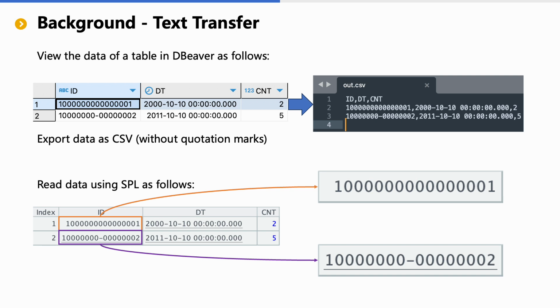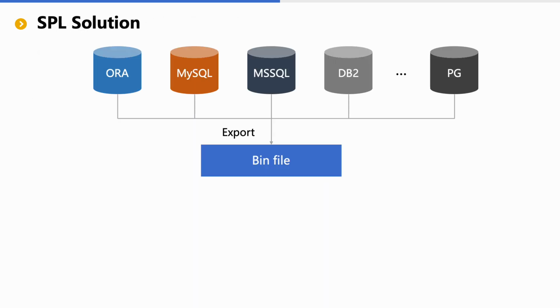If you need to ensure that the type is not lost, you need to add quotation marks. But when exporting data from the database, quotation marks are often omitted, resulting in inaccurate data parsing. Use SPL to solve this problem.